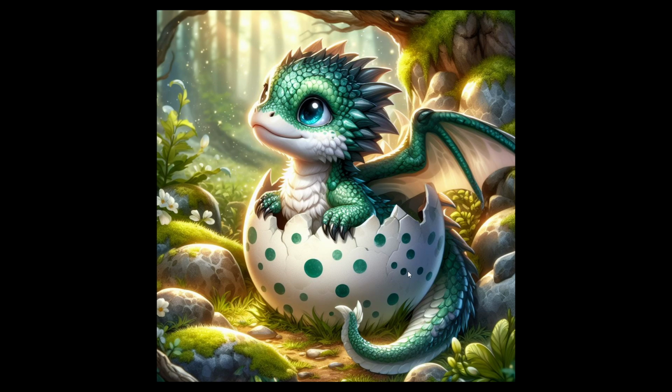Today we are going to be analyzing an image of a dragon hatchling. Similar to previous videos, we'll be going over the good things and the bad things, or the things that AI got right and wrong. To begin, we can say that AI did a pretty good job of generating what we asked it to. We asked it for a dragon hatchling, or a baby dragon, and it pretty much did that.